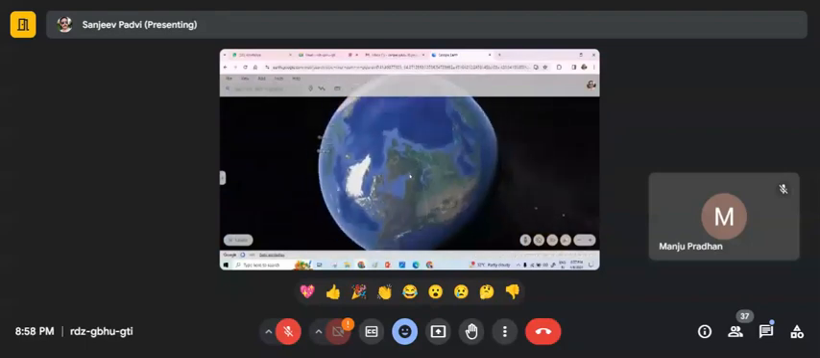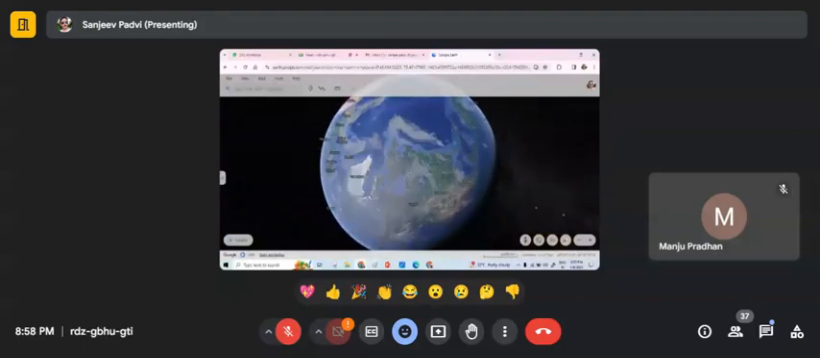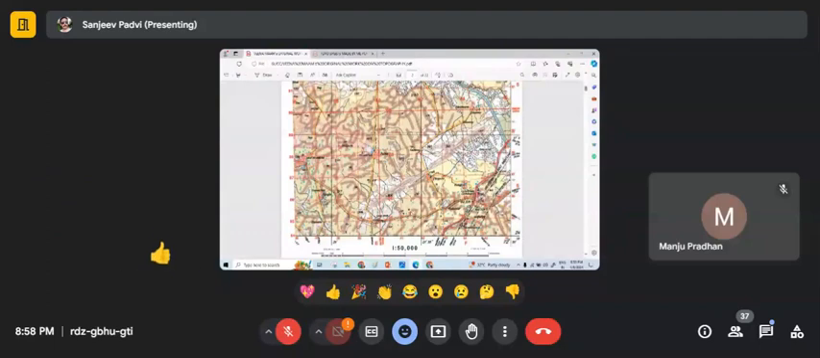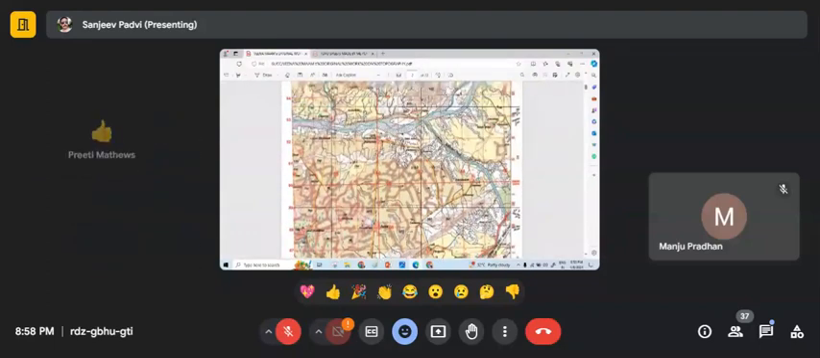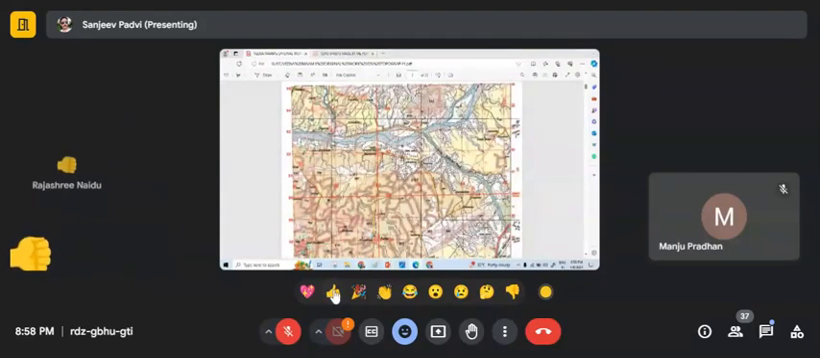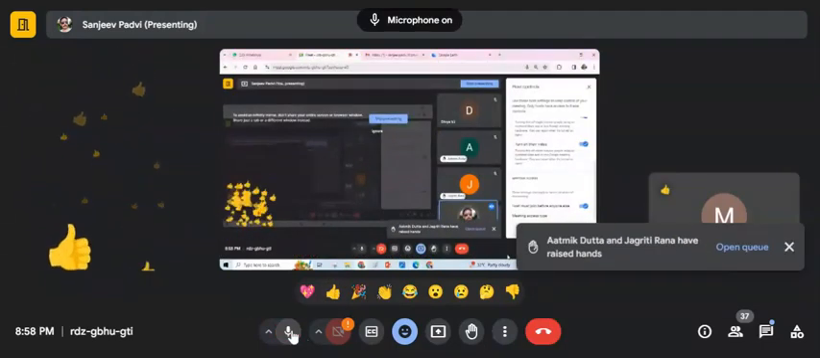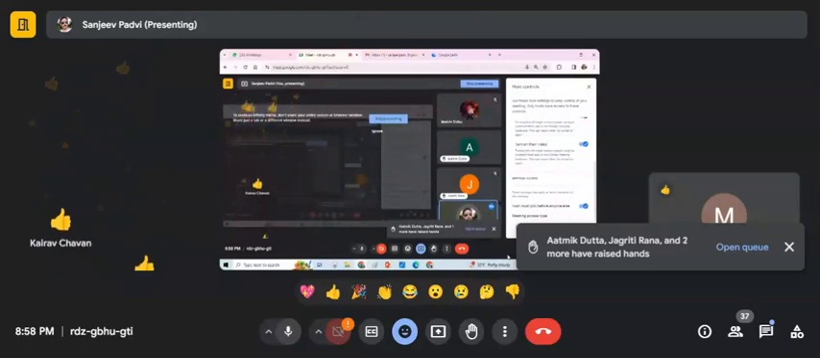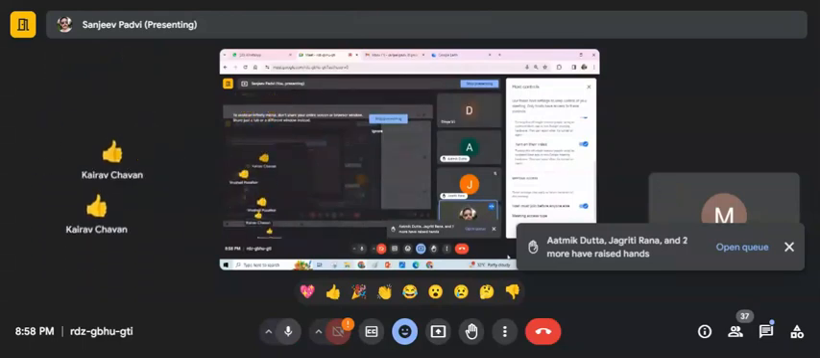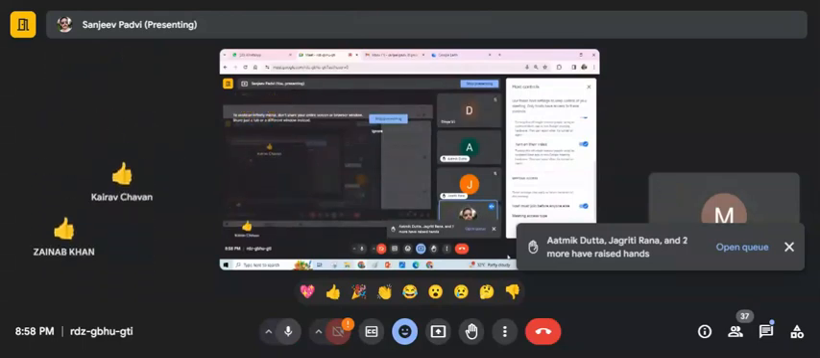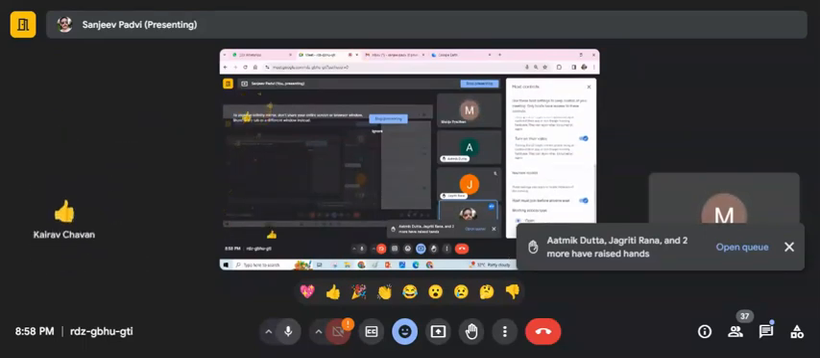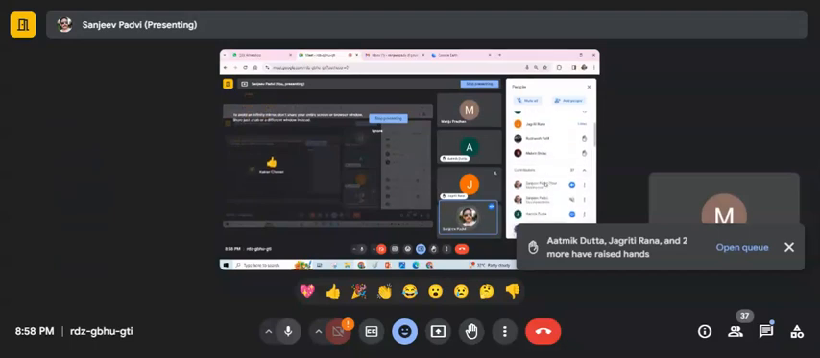Now, how many of you are excited to find out your own place using a Google, not Google, using the topography map? How many are excited to know how your own place will appear? Who wants to see your own place? Manju ma'am, you can see your Kalimpong also. You want to see Kalimpong, your own town? I'll tell you the idea of how to go about it.